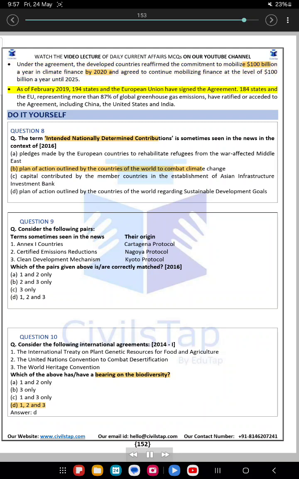As of February 2019, 194 states and the European Union have signed the agreement. 184 states and the EU, representing more than 87% of global greenhouse gas emissions, have ratified or acceded to the agreement, including China, the United States and India.